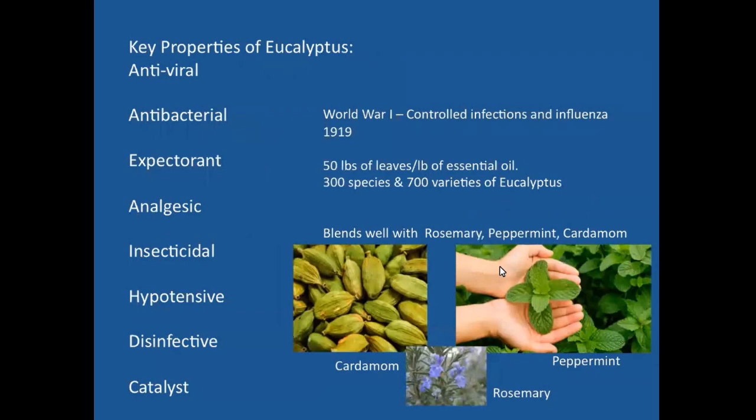So some key properties of eucalyptus are antiviral properties. They disrupt, in a variety of different ways, viral replication and sickness from viral sources. It's antibacterial, so it kills bacteria. It functions as an expectorant, so it's great for things like congestion because it helps to break up mucus. An analgesic is a painkiller, so it has some pain-killing qualities.